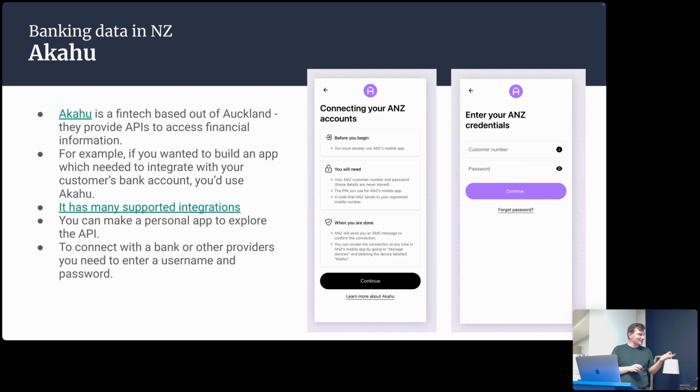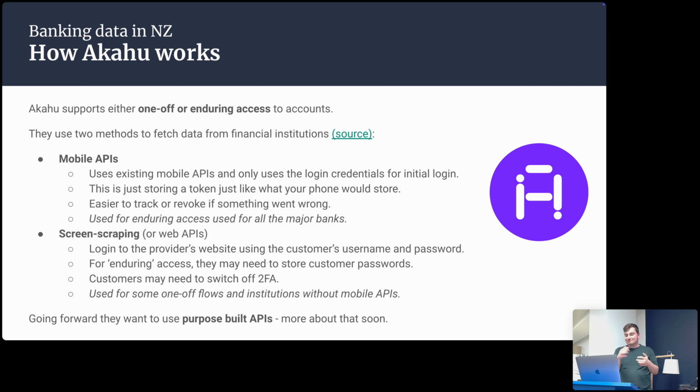And you'll see here in the screenshot, if you're connecting with a bank, you'll need to enter your username and password. It's really hard to see, but in that screenshot, it's saying for ANZ, you need to provide your username and your password. You need to already be using the mobile app, and you need to provide the PIN that you'd use for the mobile app. So you're initially thinking, how's this actually working? And they publish this, they're quite open about how it works. So this is from their website and also from talking to the team at Akahu.